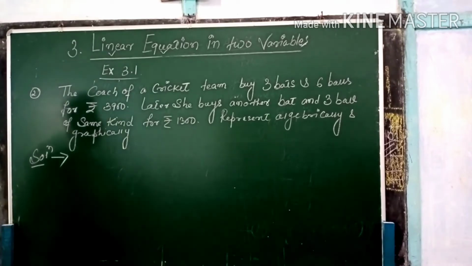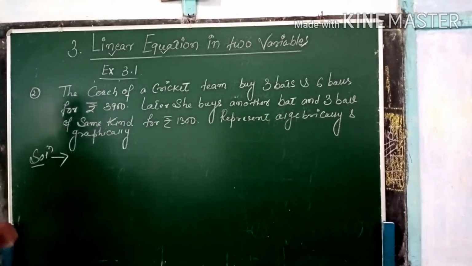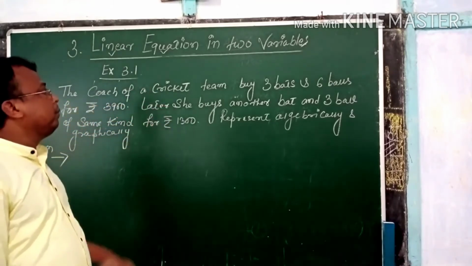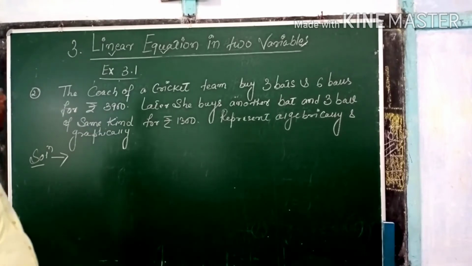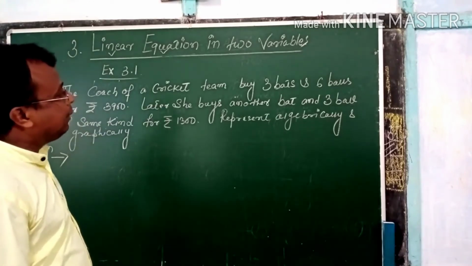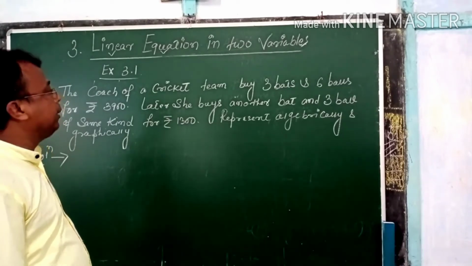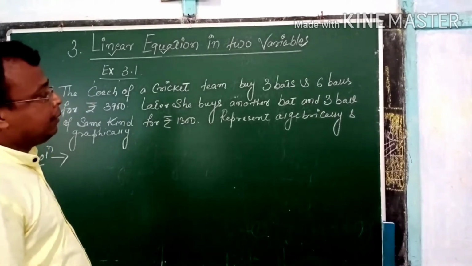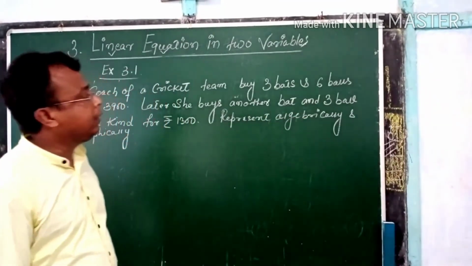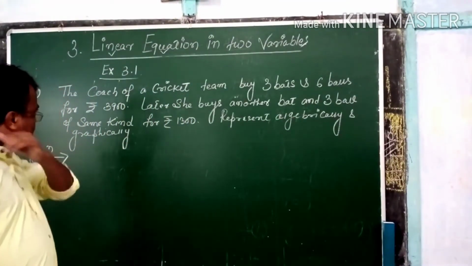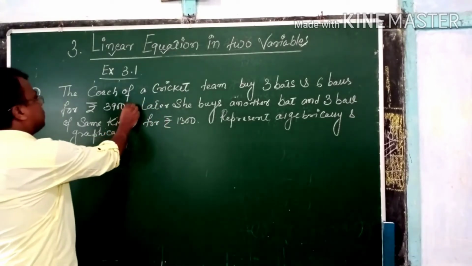So come to the next question. The coach of a cricket team buys 3 bats and 6 balls for rupees 3,900. Later, he buys another bat and 3 balls of the same kind for rupees 1,300. Represent algebraically and graphically. I will do up to the algebraic part. That graphical part you have to do as homework. So let us try to do this question.